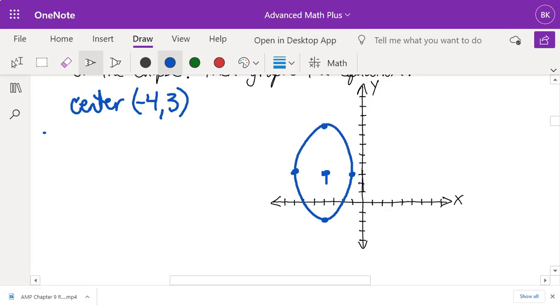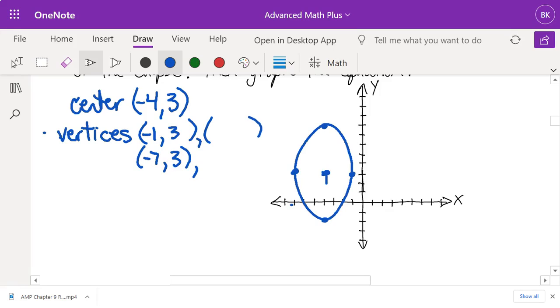Now I just got to find all the parts. So, my vertices. How many are there? There's 4. All you got to do is name them. What is that one? -1, 3. What is that one? 1, 2, 3, 4, 5, 6, 7. -7, 3. All right. What is this one?